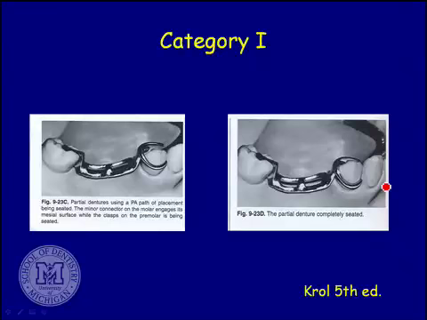And so here's a category 1 like we talked about. It's basically these rest seats seat completely. This would be a class 3 partial going around to the other side of the arch. So this rest seat seats completely. You rock it down in place. So when this is seated, this wedges into the undercut.